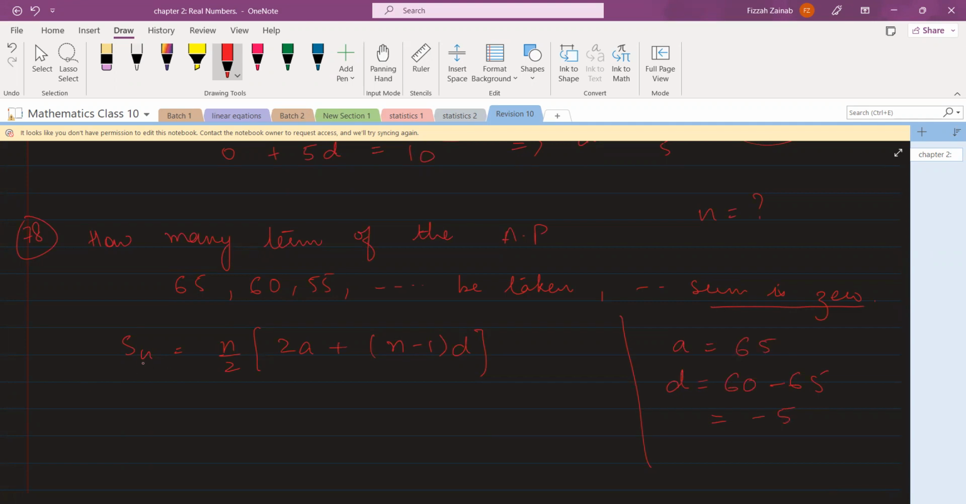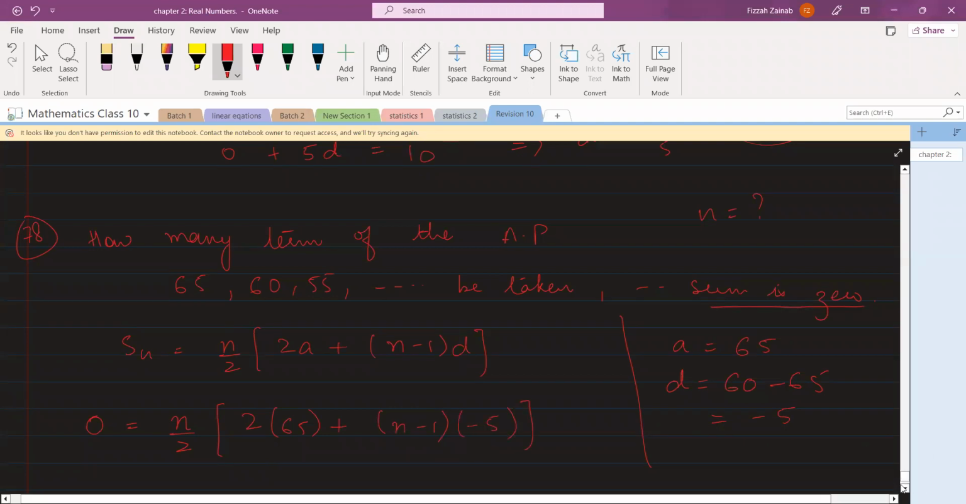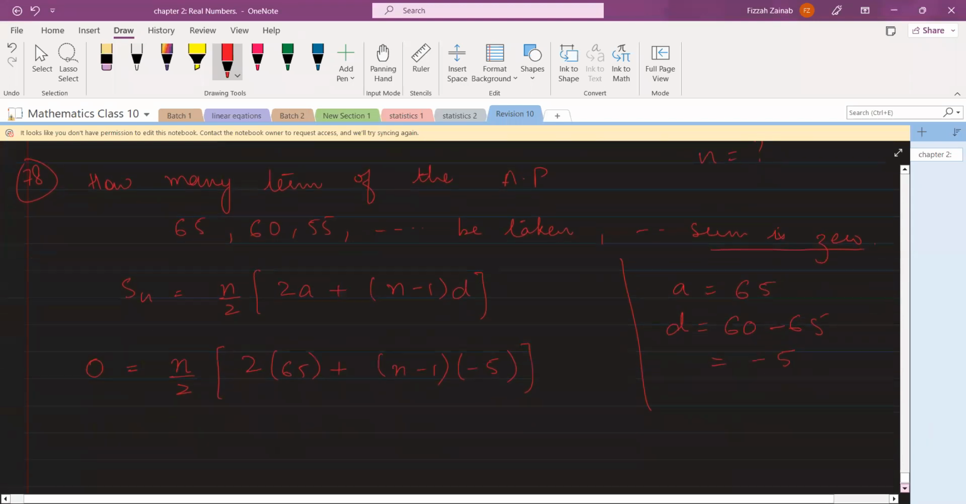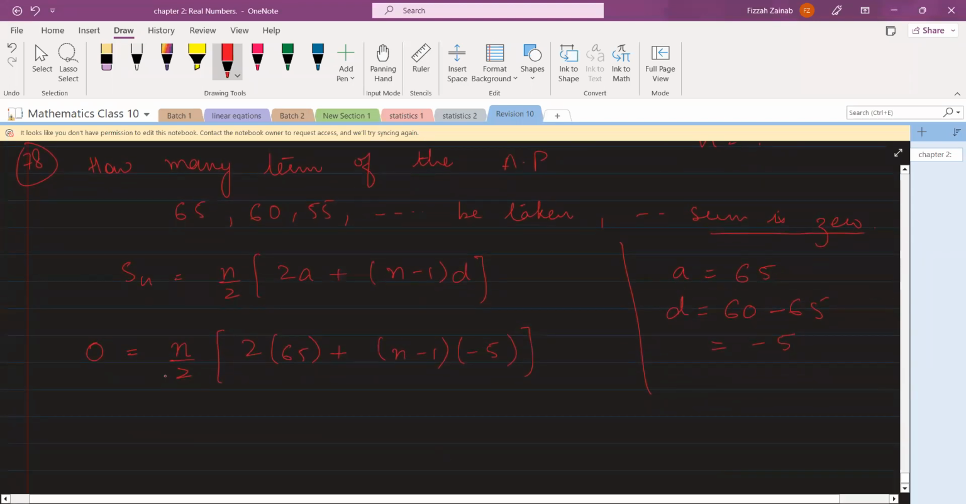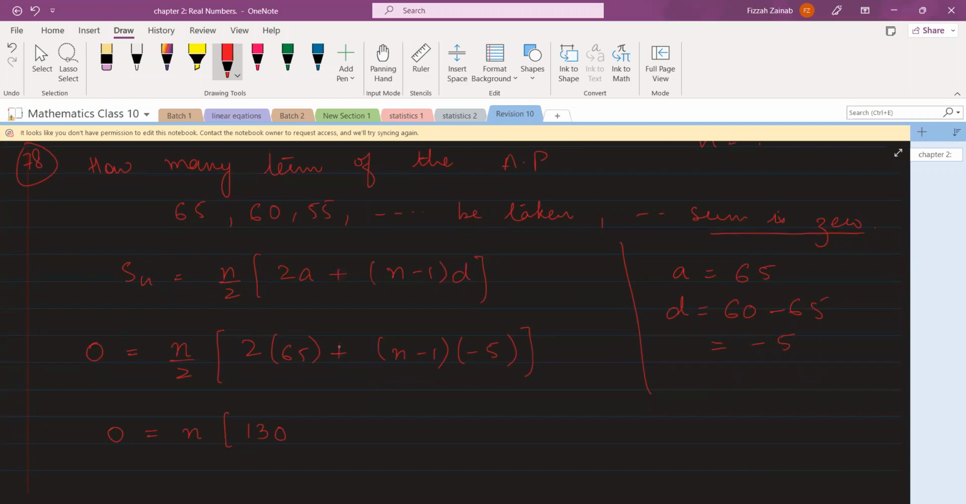Okay. So now the sum has to be 0. So if the sum is 0, then what is the value of n? You have to find that. 2 into 65 plus n minus 1, now d is minus 5. Now please solve this and find the value of n. Okay, let me help you. So you can cross multiply. This 2 into 0 will become 0 is equal to n. 2 into 5 is 10. Carry 1, 12, 130. And then this plus and the minus, plus minus will become minus.